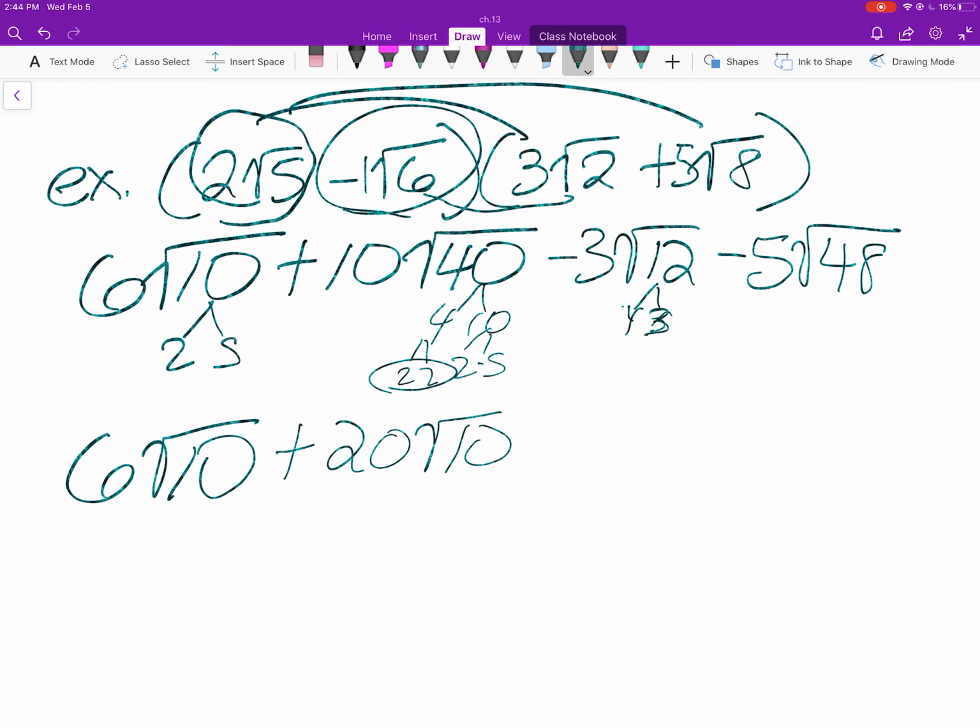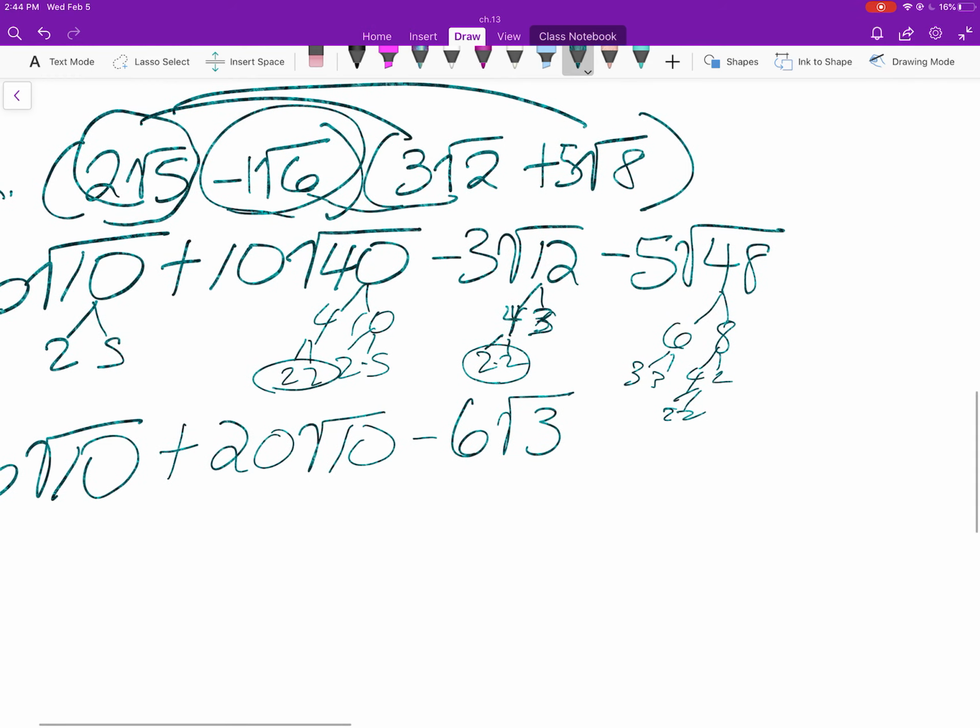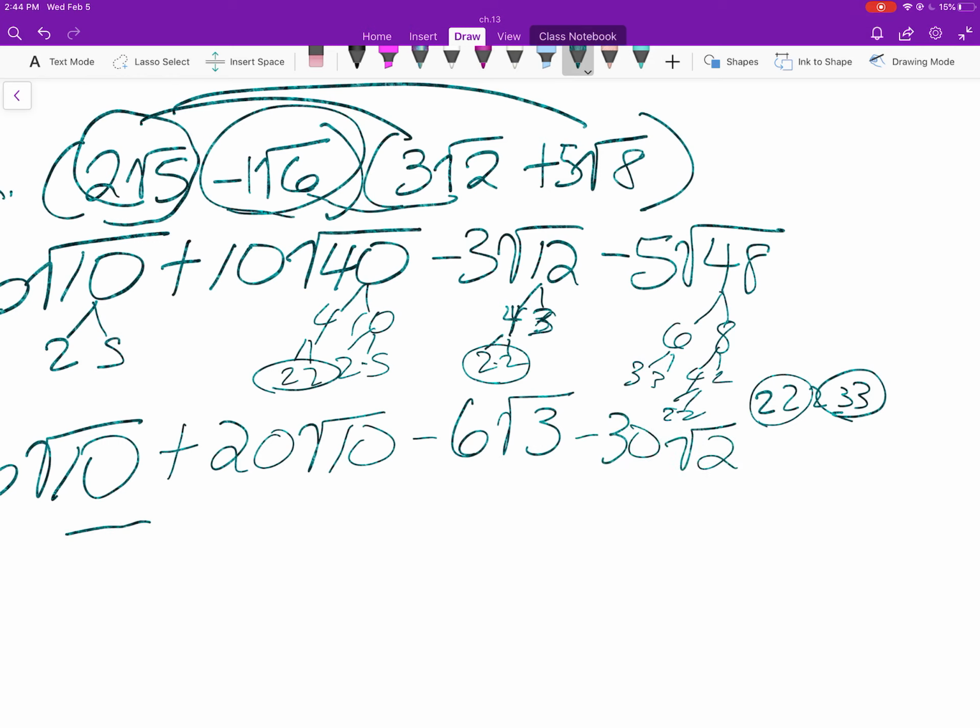We got a 4 and a 3, a 2 and a 2. Okay, those 2's are going to come out. 2 times negative 3 is negative 6 square root of 3. Take that down. We've got this 4 and 2, 2 and 2, a 2 and a 3. All right, let me go over here. We got a 2, 2, 2, 3, 3. There we go. So 6 is going to go out. So that's negative 30 square root of 2.